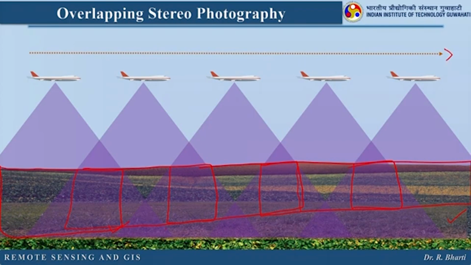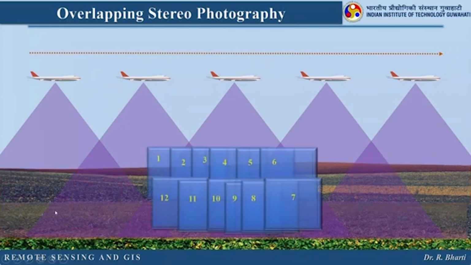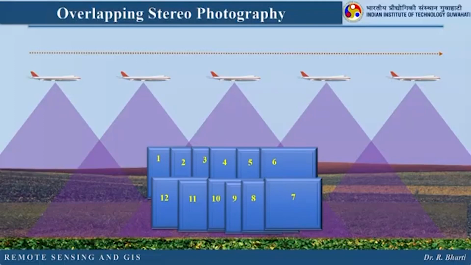And always we have some overlap in the next image, right? So it will appear something like this. So you will have all the images with some overlap, and then you can call it overlapping stereo photographs. So why do we need this overlapping stereo photograph? This is required for 3D viewing.